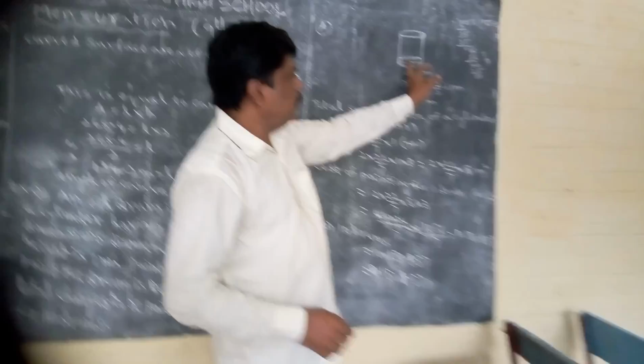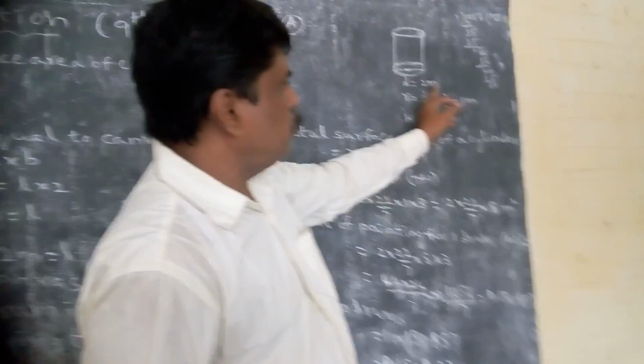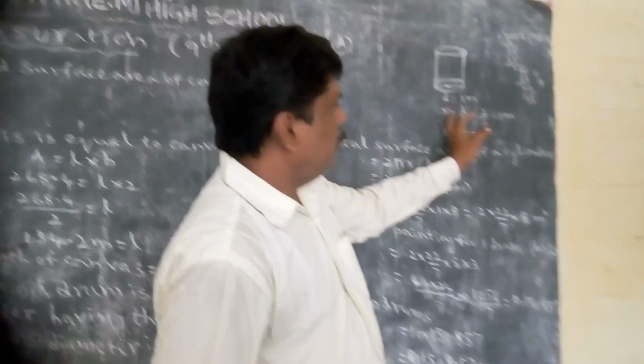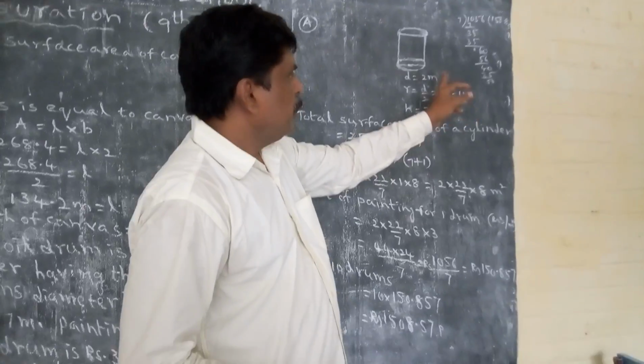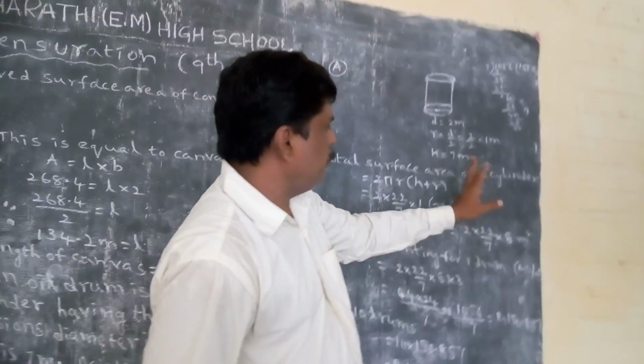Here I have drawn the cylinder. Given diameter of the cylinder is 2 meters. So I have to find the radius. Radius is equal to diameter by 2. So 2 by 2, that is 1 meter. Now the height of the cylinder is 7 meters, given.